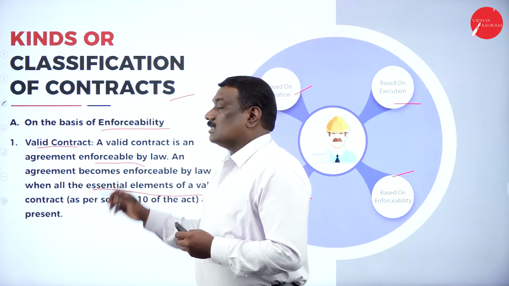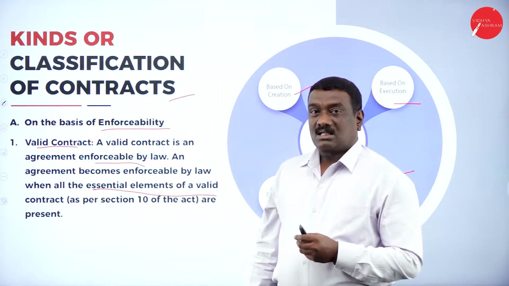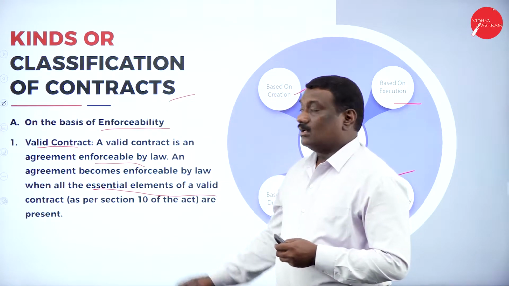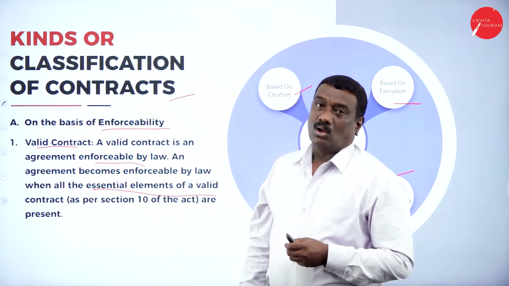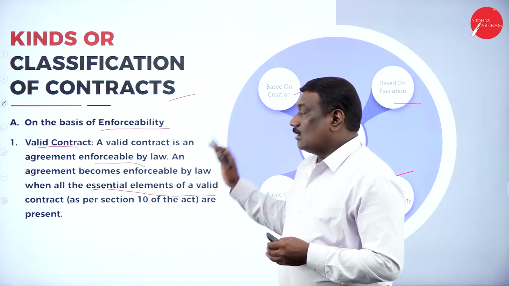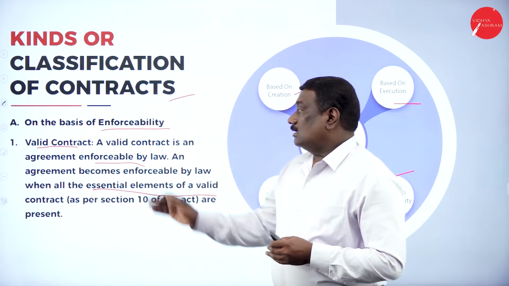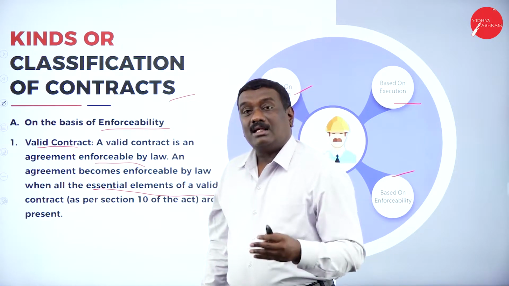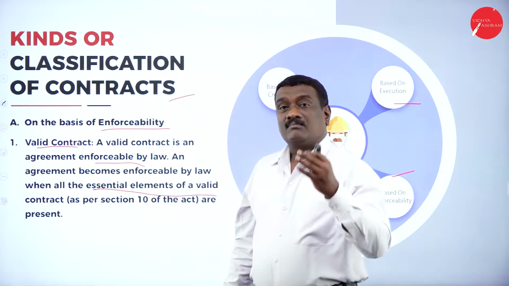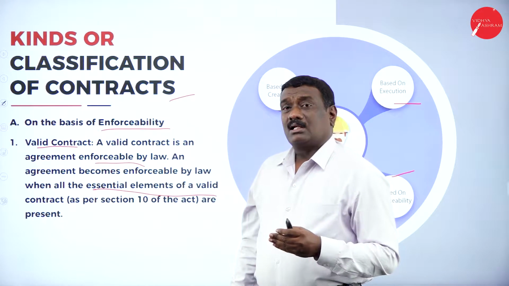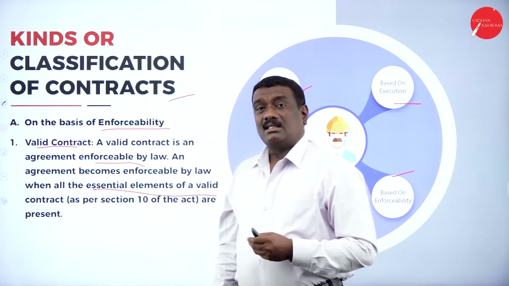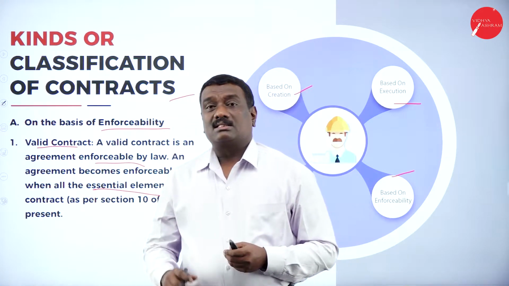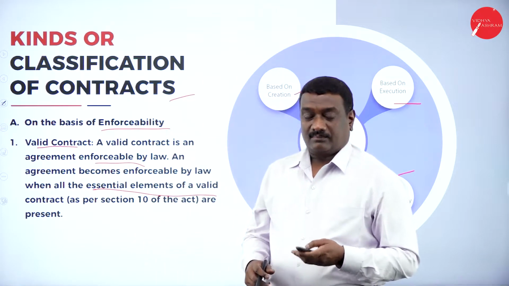So this is about the valid contract. I'll just repeat once again. Students, just listen. A valid contract is an agreement which is enforceable by law, and it becomes a valid contract only when all the essential elements of that particular contract are present in that contract. Then only it can be a valid contract.